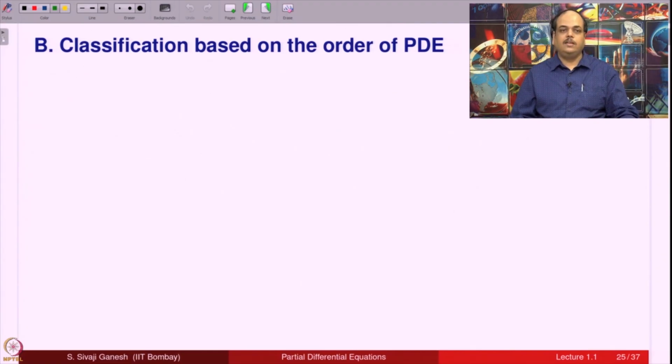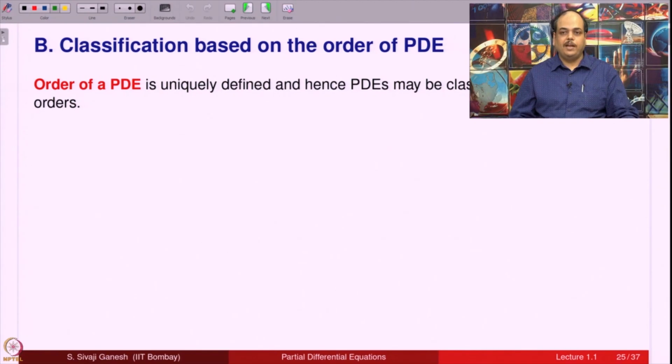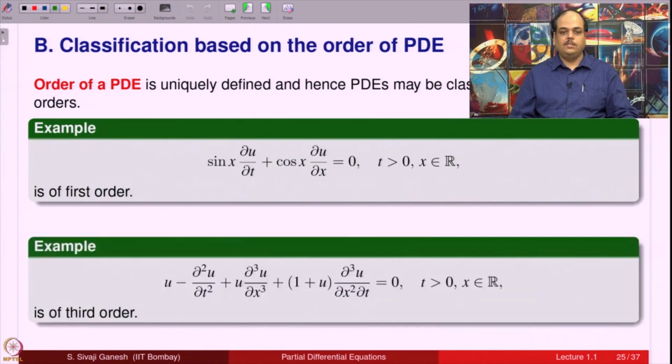Now, the second thing is the classification based on the order of the PDE. The order of a PDE, as we know, is uniquely defined and hence PDEs may be classified based on their orders. This is a first order PDE, this is a third order PDE.